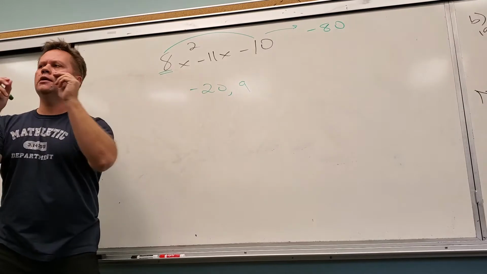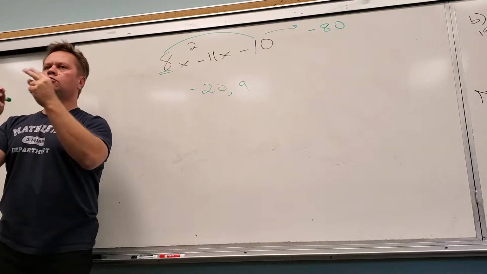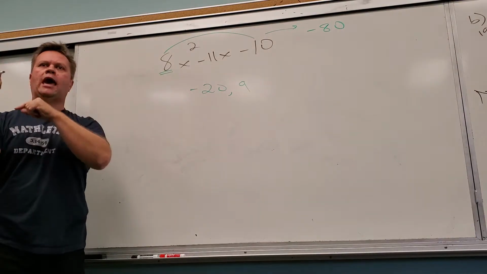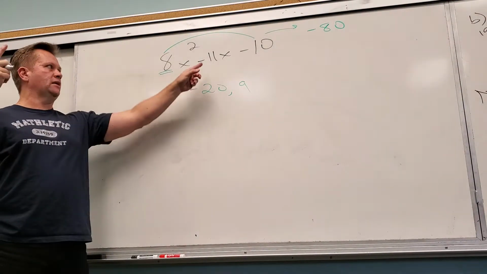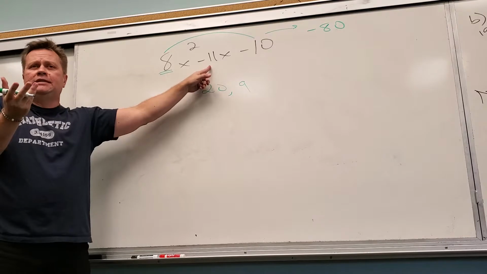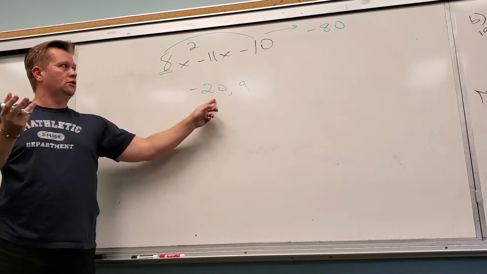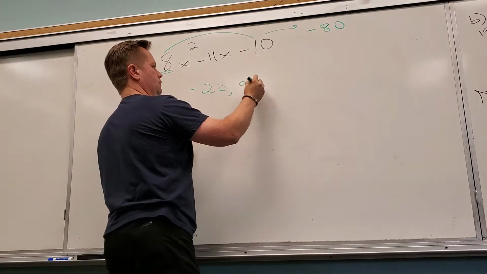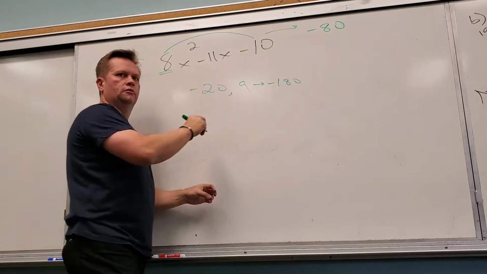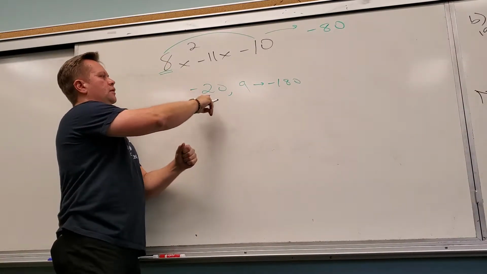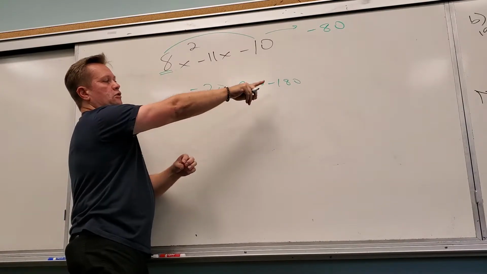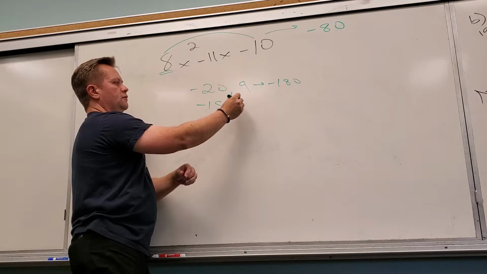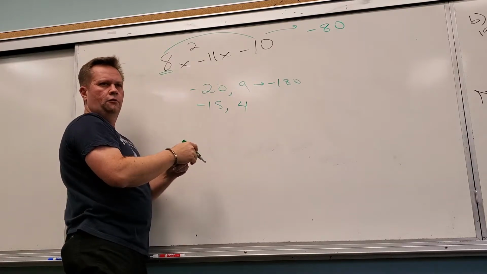Do you guys get this idea? I need two numbers that do two things. Who cares which one of these two I make happen first? So I'm going to make -11 happen, because that's easier. And then I'm going to check, does the 80 thing also happen? Well, no. What's 20 times 9? That's too big. So if I go down a bit, what about -15 and 4? And what's that multiply to be?